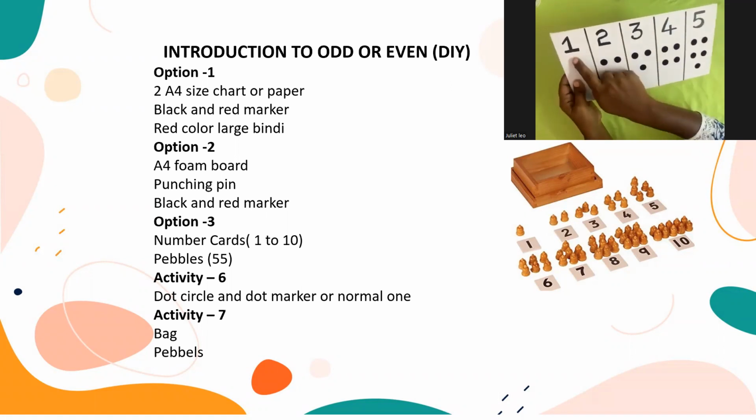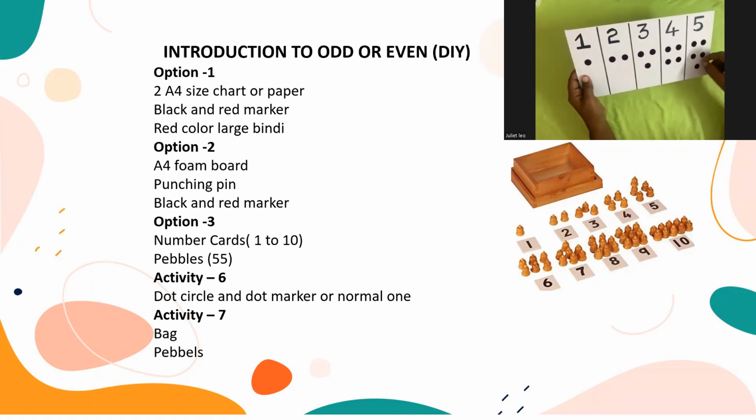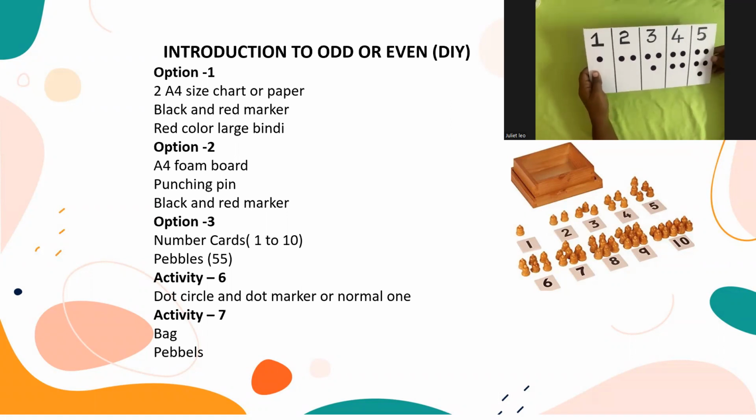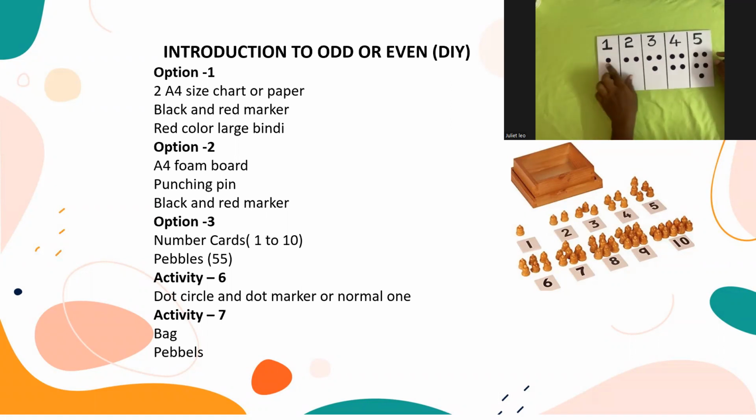This is number 1 to 5 on this particular board. In the same way, we can take another board to write 6 to 10. First we need to arrange the bindis in this particular way, in this order. Then we say to our child, this is number 1, 1 is odd. This is number 2, 2 is even.